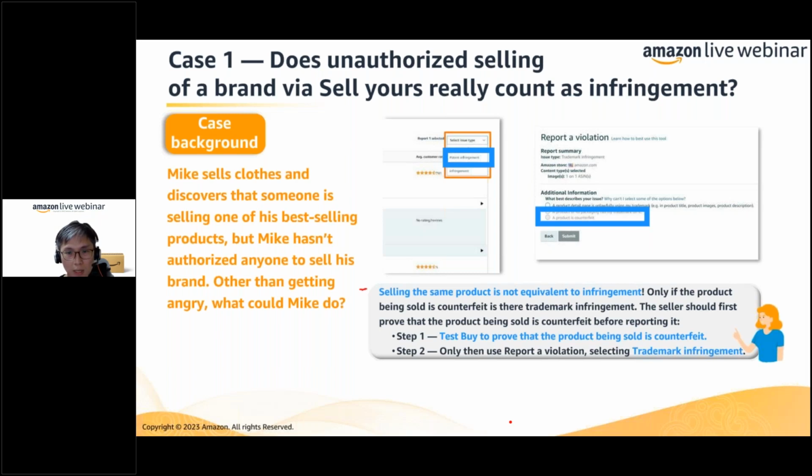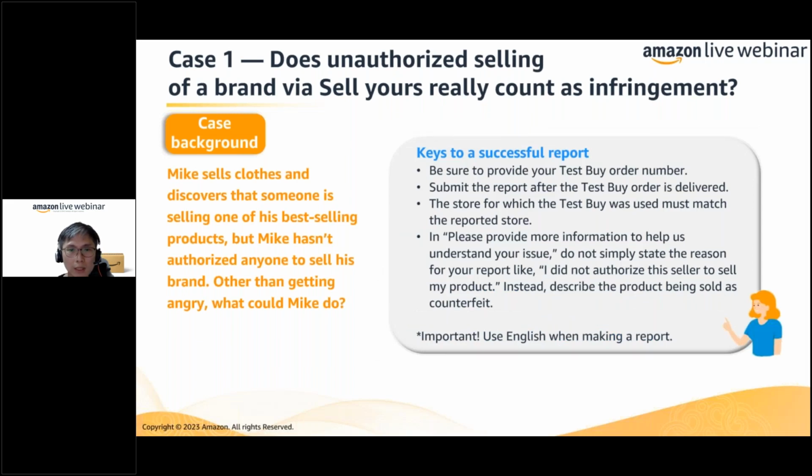So as a seller, what you should do first is to prove that the product you deem is counterfeit. First of all, do a test buy to know whether or not the product is counterfeit. And then if it's really a counterfeit product, you report a violation, selecting the trademark infringement. Remember to do your test buy, record down the test buy order number, and when the order arrives, submit the report with all the details that you have.